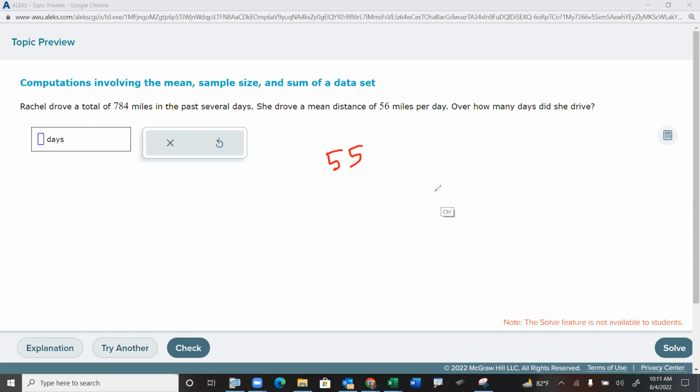Okay. So over how many days did she drive? So if every day was an average of 56 miles per day, then we can just assume that every day was 56 for the sake of what we're looking for. And so we could just say, oh, okay, let's take the total amount and chop it up into 56-mile increments, and that'll be 14 of those 56-mile increments, 14 days. Okay. And that's all we got to do. That is it.